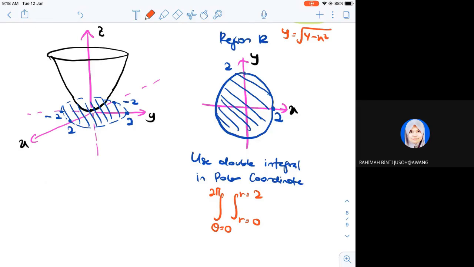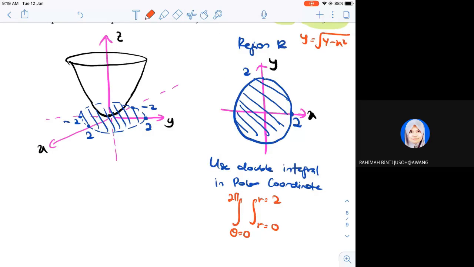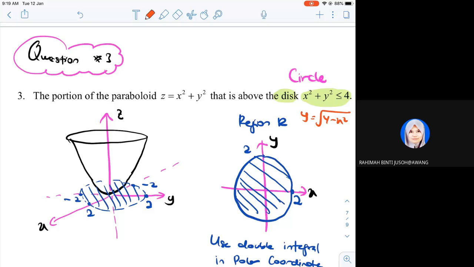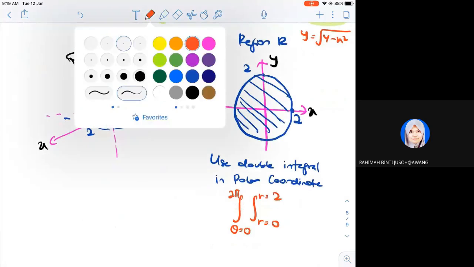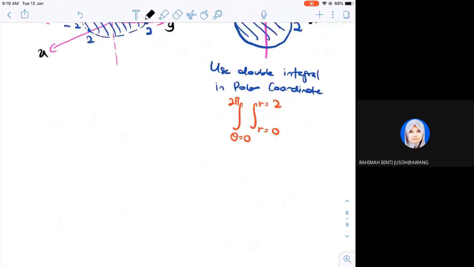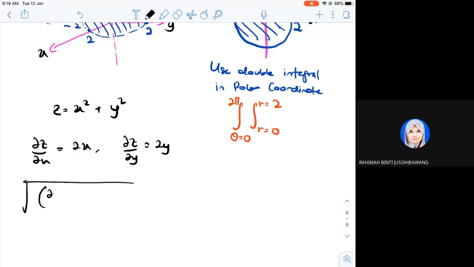Okay, so now we know our limits. Next, we need to find our function z, that is del z over del x and del z over del y. Z equals x squared plus y squared. So del z over del x equals 2x and del z over del y equals 2y. So we will have the square root of del z over del x squared plus del z over del y squared plus 1.